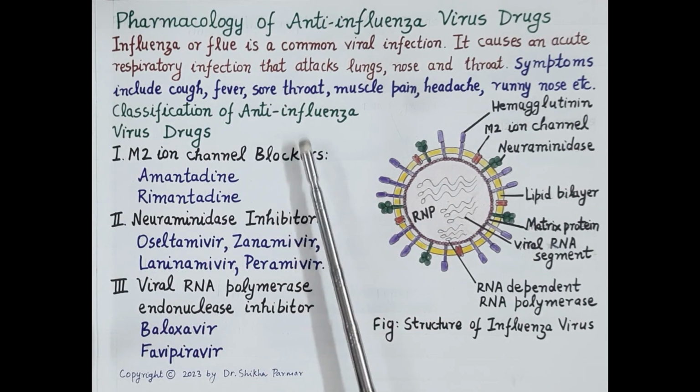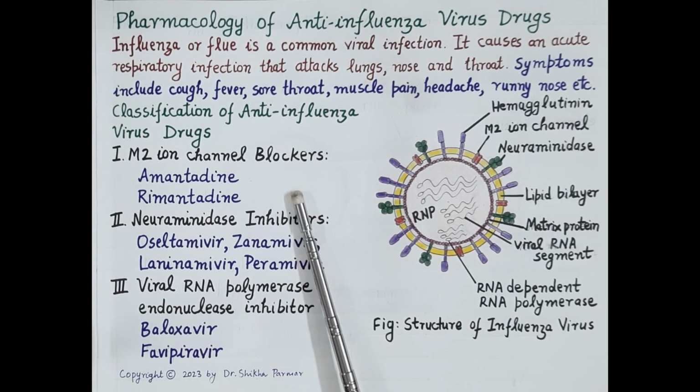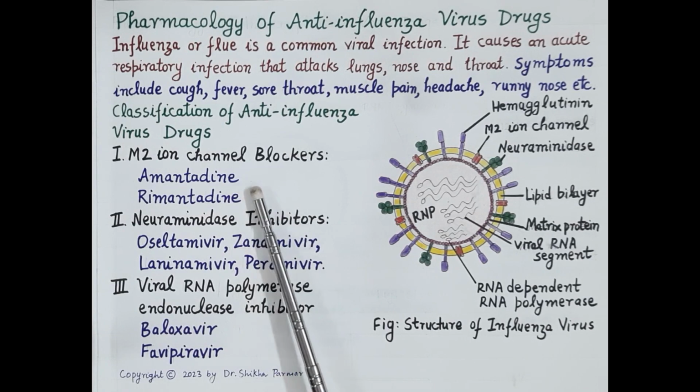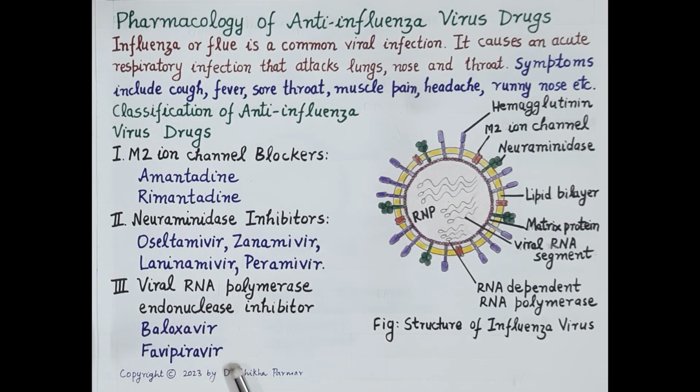Now, let's classify anti-influenza virus drugs. Now, first category is of M2 ion channel blockers. The drugs are amantadine and rimantadine. Then, neuraminidase inhibitors. The drugs are oseltamivir, then zanamivir, then laninamivir and peramivir. Then viral RNA polymerase endonuclease inhibitors. The drugs are baloxavir, then favipiravir. So this is the classification of anti-influenza virus drugs.